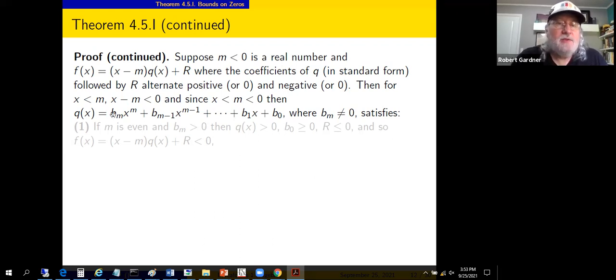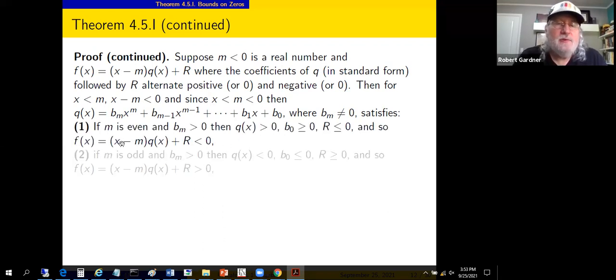Okay, so if x is less than little m, then x minus little m is less than 0. We've got x less than m less than 0. We started with a hypothesis that m was negative, so we get this condition here as well. All this is, we're looking at signs of things. We're finding a bunch of stuff that's negative.